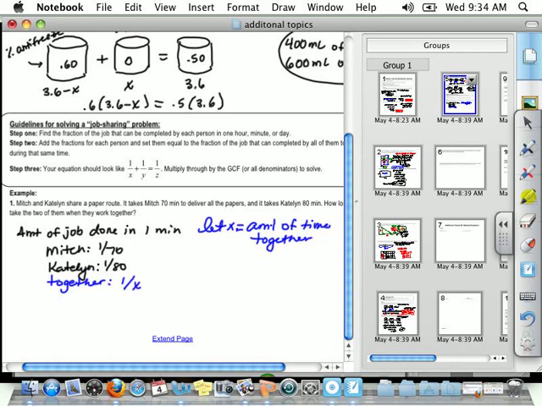Do you guys see it? 1 over x. So if it takes them 30 minutes together, they'd get 1/30th of the job done in a minute. So set up your equation dealing with 1 minute. So in 1 minute, Mitch does 1 over 70 of the job. Caitlin does 1 over 80 of the job. Together, so Mitch plus Caitlin, 1 over x of the job.